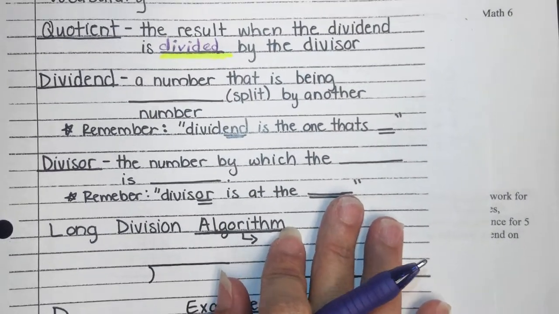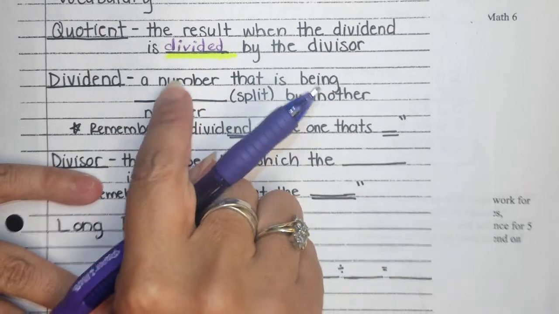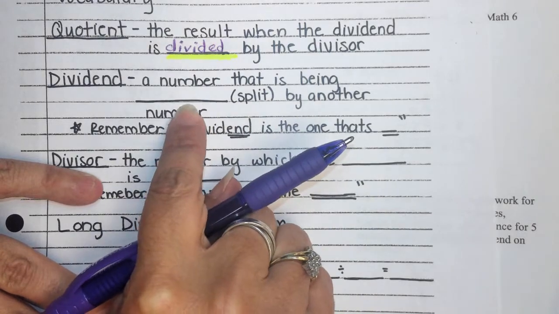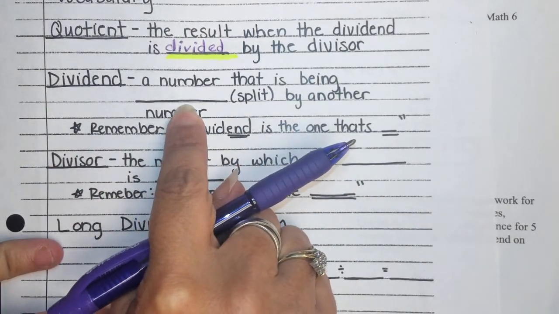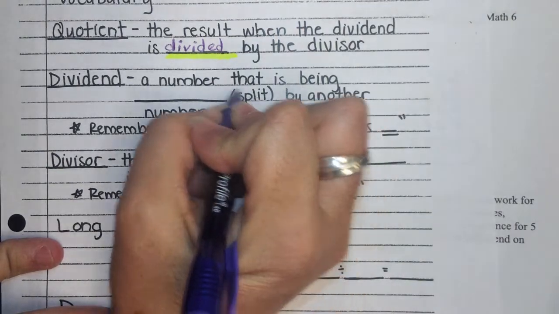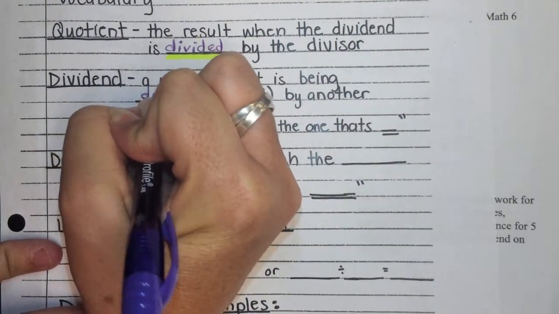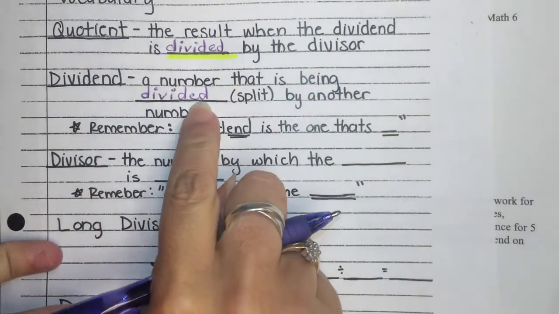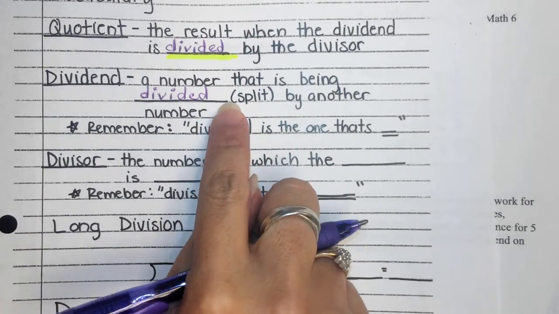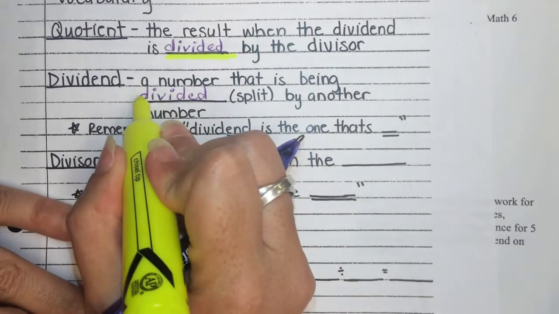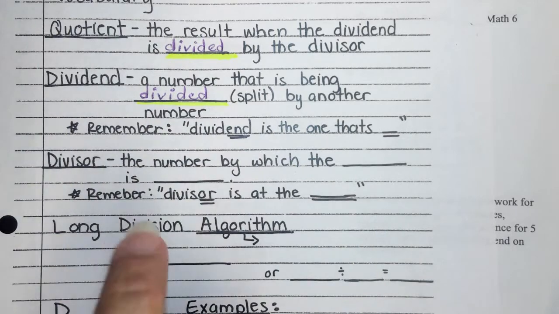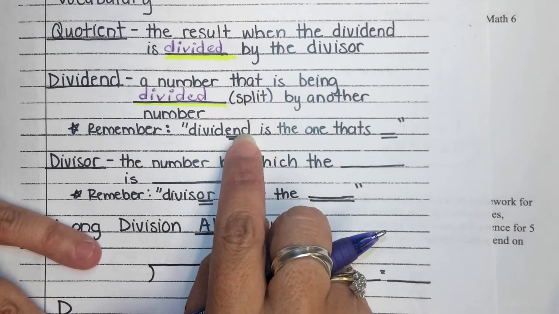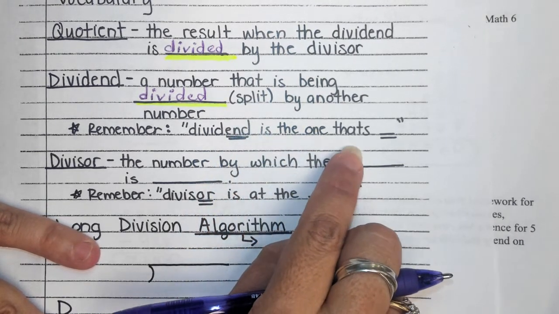The next one, we've got dividend. The quotient is the answer. The dividend is a number that is being divided by another number. Divided means split. You use the same word again. It's just the way it works. Divided or split by another number. So make sure you fill in divided. Here is this part. Dividend is the one that what?